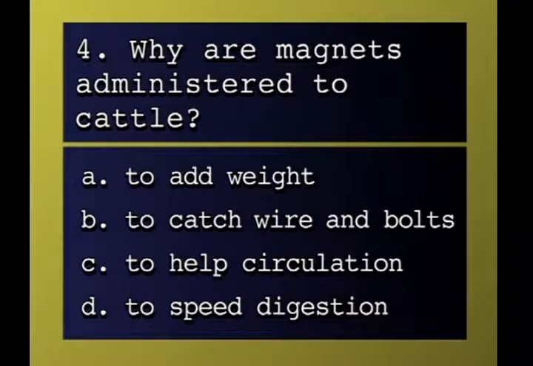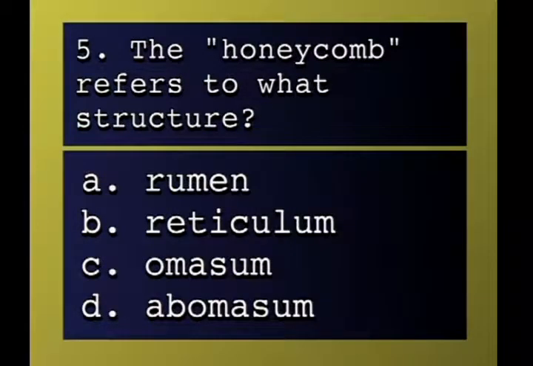Why are magnets administered to cattle? A, to add weight, B, to catch wire and bolts, C, to help circulation, D, to speed digestion. The honeycomb refers to what structure? A, rumen, B, reticulum, C, omasum, D, abomasum.